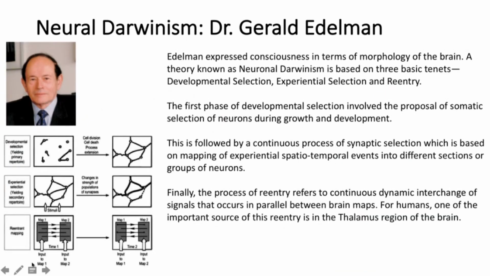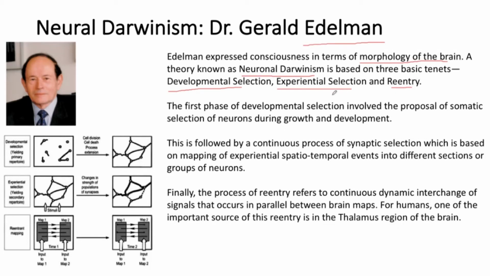The next is also by another very famous Nobel laureate in neuroscience, that is Gerald Edelman. Now Edelman expressed consciousness in terms of the morphology of the brain. His theory is known as neuronal Darwinism. It is based on three basic tenets: developmental selection, experiential selection, and the re-entry part of it.